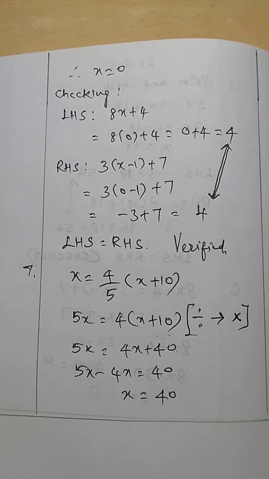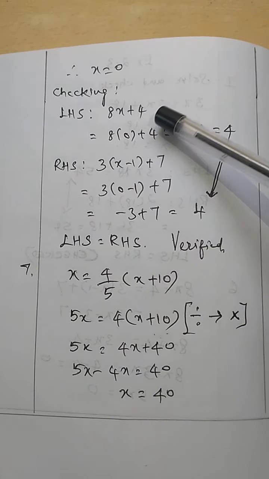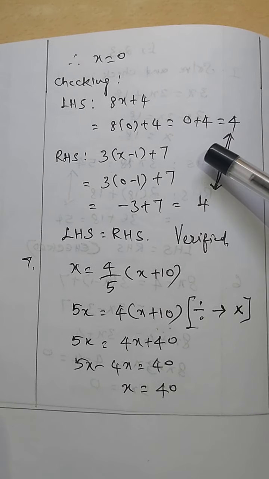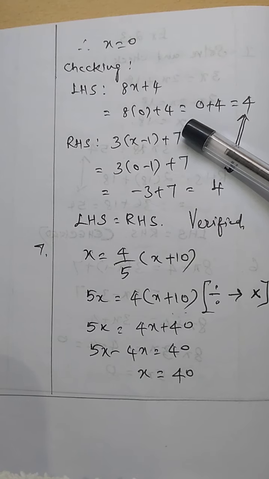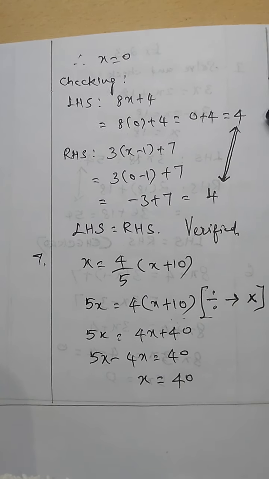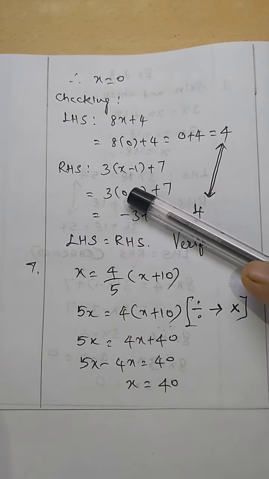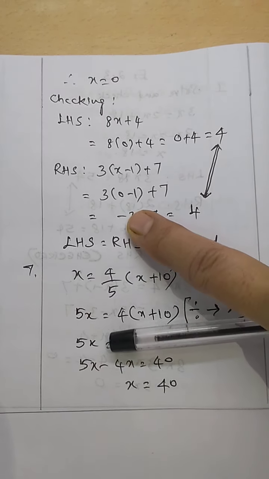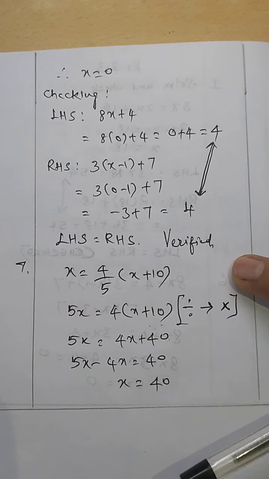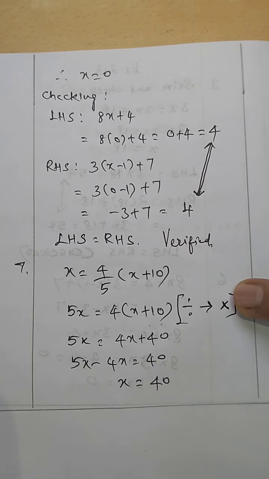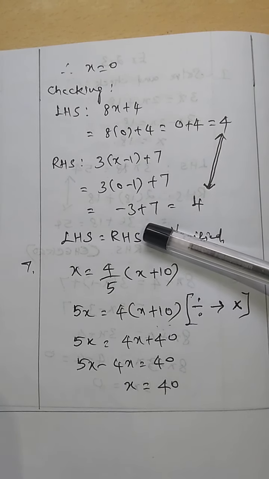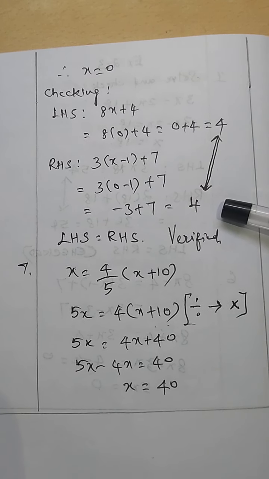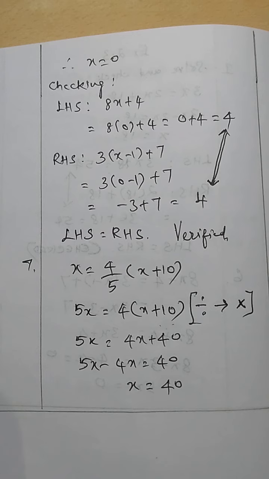Now we go for our checking. On our LHS we have 8x plus 4. So put the value of x as 0 in this LHS. So it becomes 8 into 0 plus 4. So 0 plus 4, that gives me 4. On my right I have 3 into (x minus 1) plus 7. So 3 into (0 minus 1) plus 7. So it becomes 3 into 0, that is 0. 3 into minus 1 is minus 3, plus 7, that goes around 4. See, your RHS and LHS are 4, so you are verified.